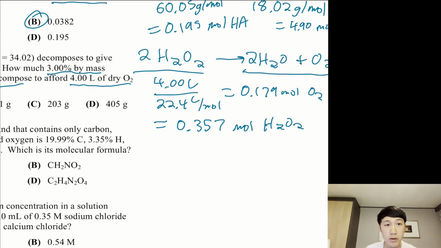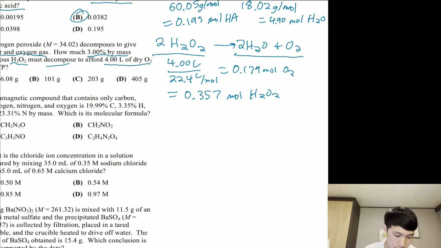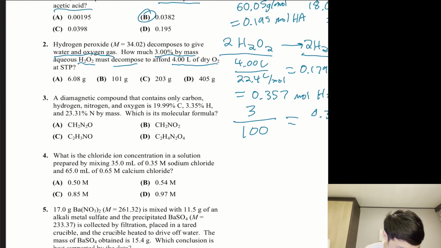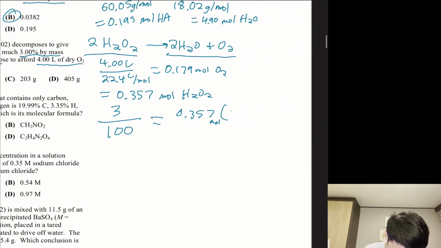Now, to figure out how much of this 3% by mass hydrogen peroxide solution we'll use, we can set up a proportion. So we know 3 grams out of 100 grams of solution are going to be hydrogen peroxide, and then the amount of hydrogen peroxide we're going to need is going to be this 0.357 moles times the molar mass of hydrogen peroxide. Let's just write the units here so we don't get confused. The molar mass of hydrogen peroxide is 34.02 grams per mole.